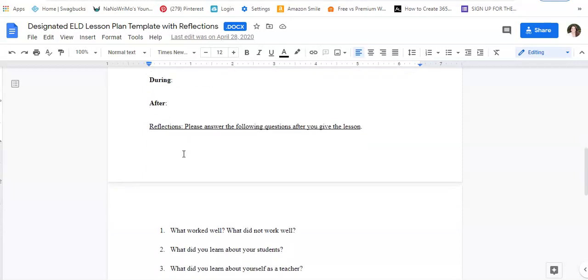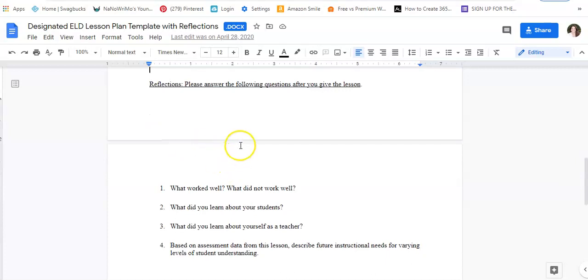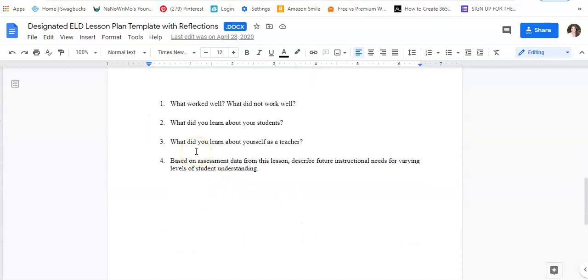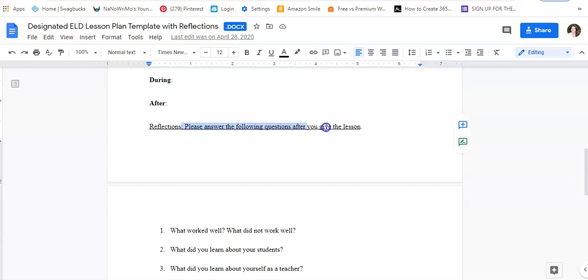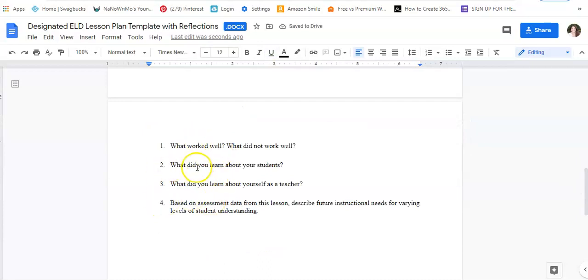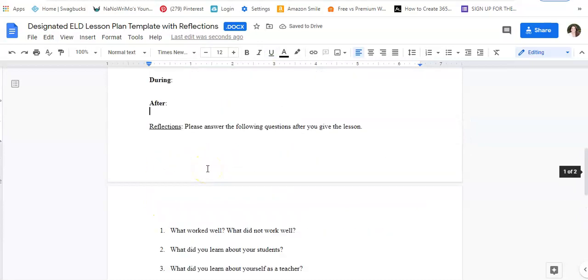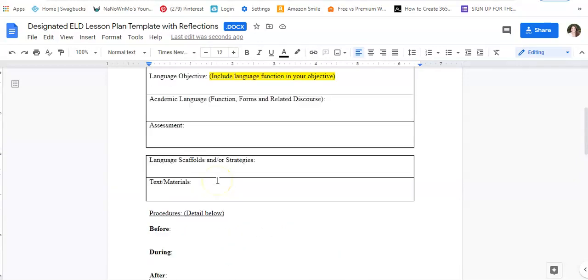Now part of this assignment, this is a 20-point assignment, is the reflection section. So please make sure you answer each of these questions with as much detail and insight as you can. You have 4 questions. Once you create your lesson, you're going to give the lesson, and then you're going to reflect on it, and you'll submit this paper for your assignment in Canvas.